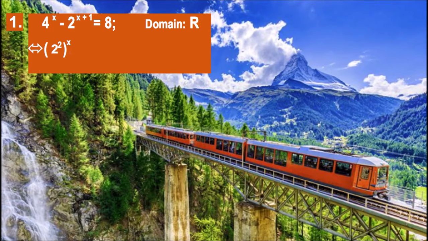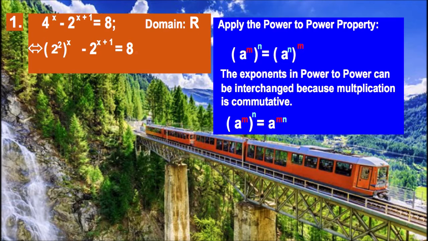So, equivalent to 2 raised to the power 2, everything raised to the power x, minus 2 raised to the power x plus 1 equals 8. Here we want to apply the power to power property, where the exponents in power to power can be interchanged because multiplication is commutative.